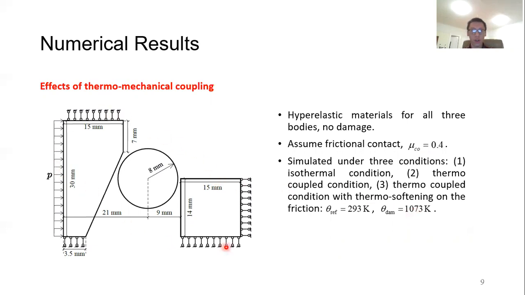The second example illustrates the effects of thermomechanical coupling during multi-body contact. We have this type of geometry, and we apply a pressure in order to move everything toward the right. We assume frictional contact and simulate everything under three conditions. One is isothermal condition, the other is thermocouple condition. The last one is thermocouple condition with thermal softening on the friction, and this is the temperature constant we choose.